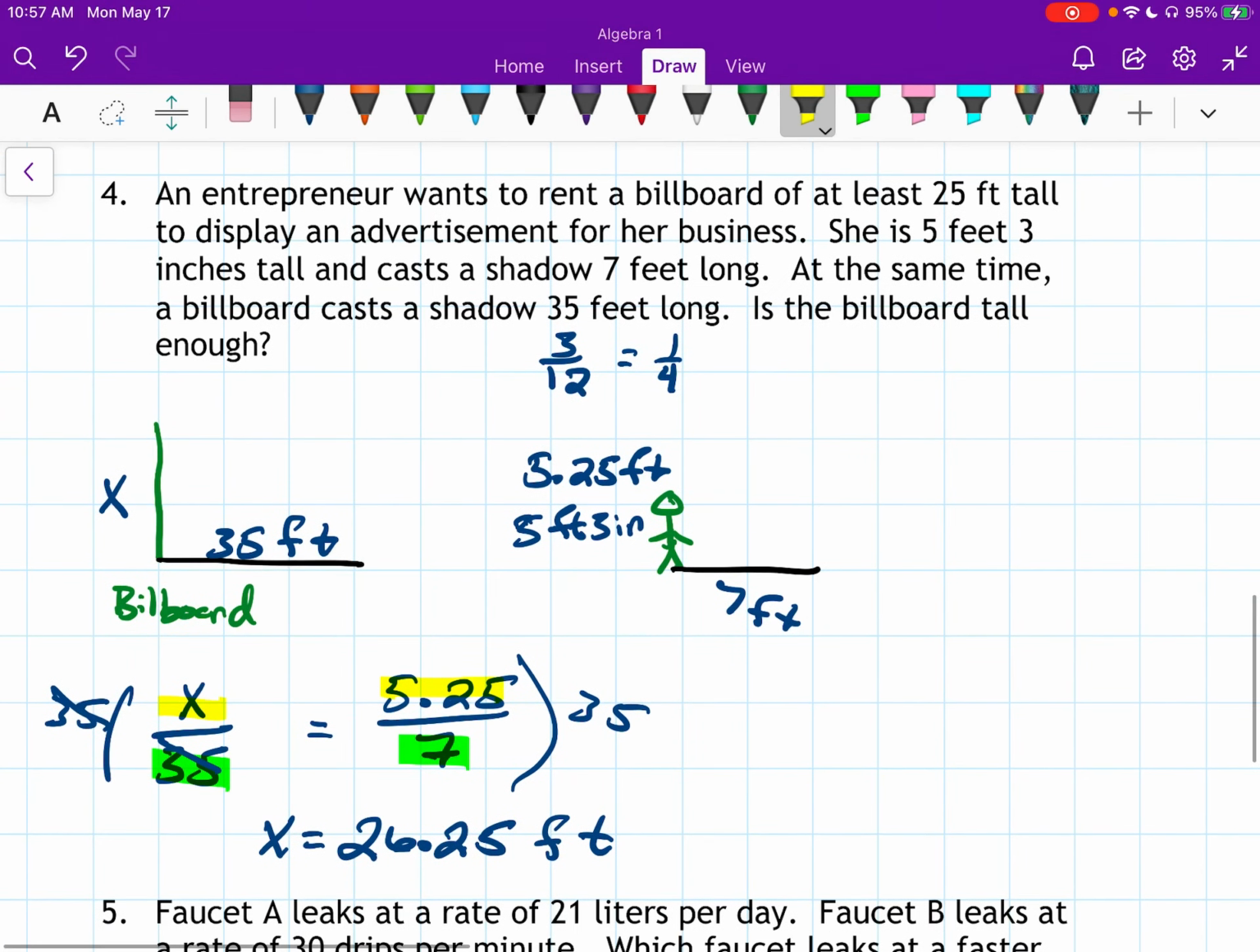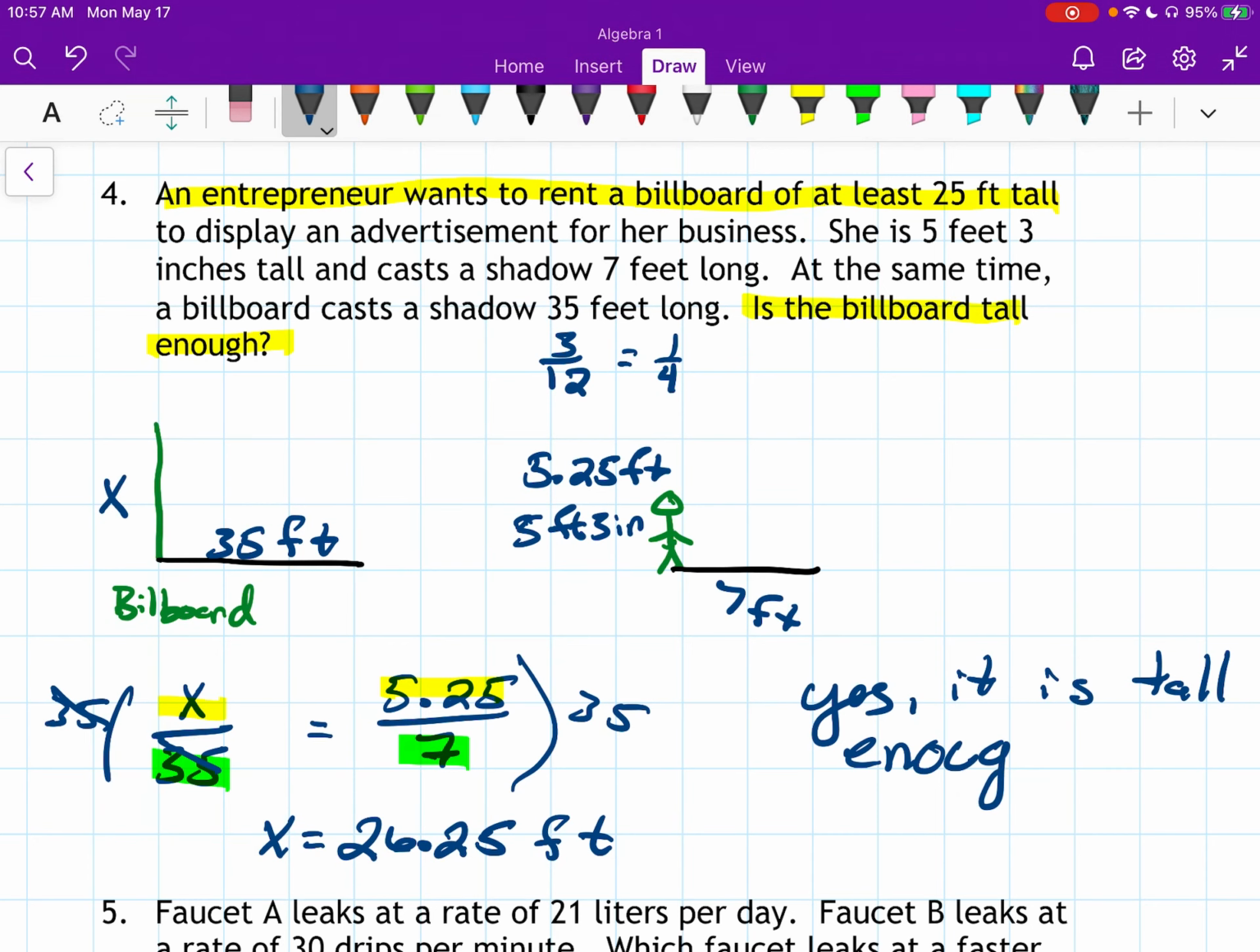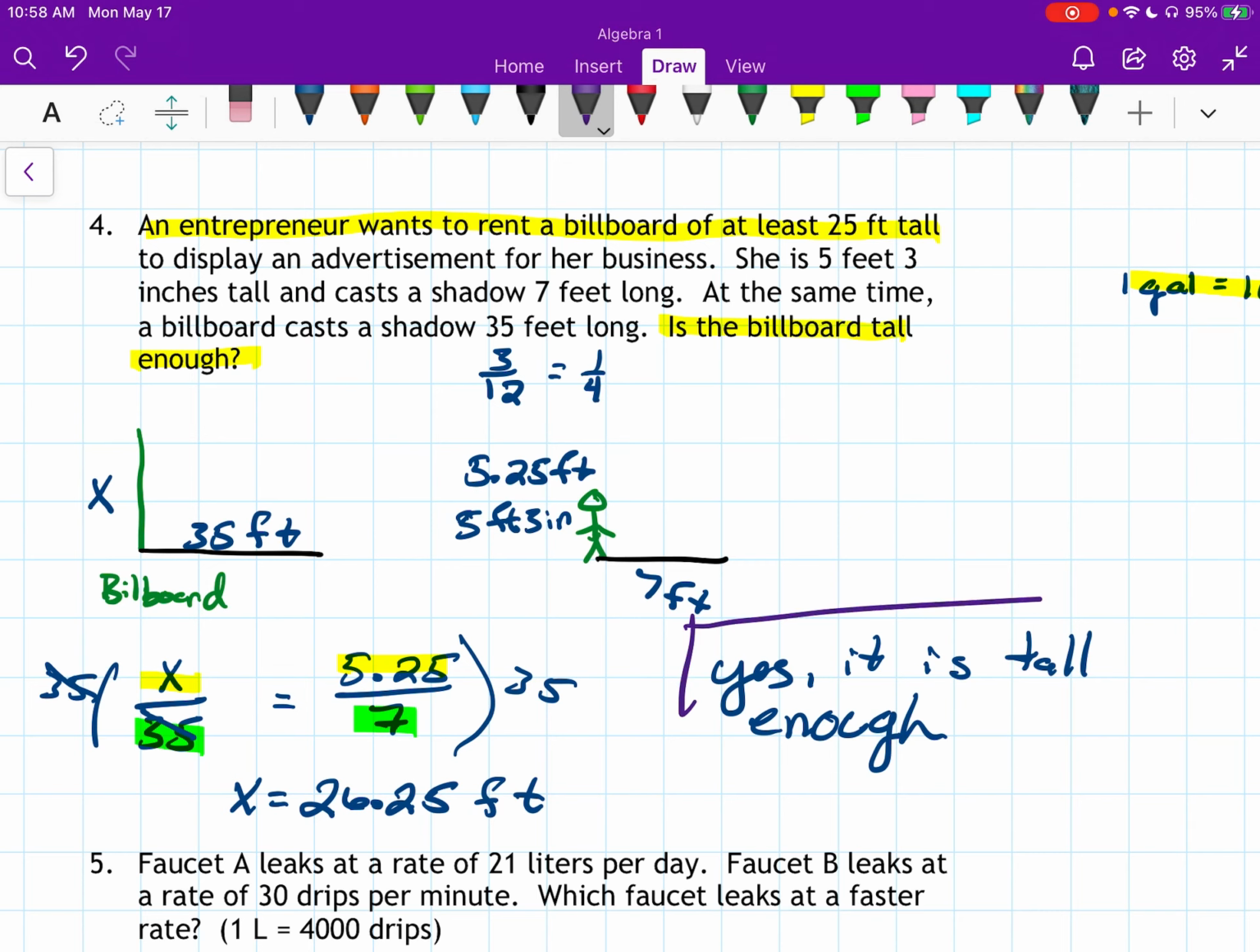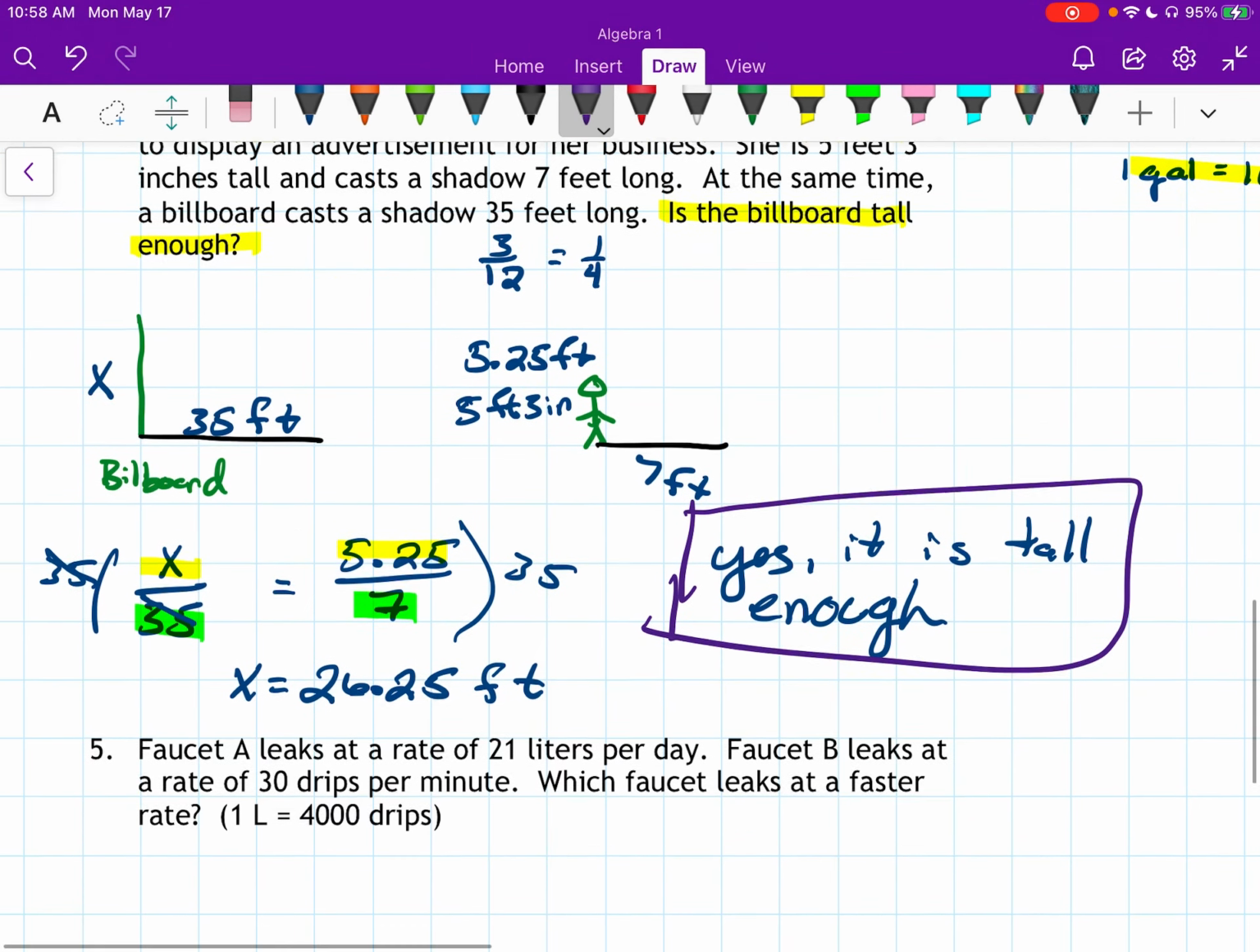And let's look back at our problem. A billboard casts a shadow. Is the billboard tall enough? Well, what is tall enough? An entrepreneur wants to rent a billboard that is at least 25 feet tall. So is the billboard tall enough? Well, the billboard is 26 feet tall, so yes. Yes, it is tall enough. All right, that's that. Let's look at number 5.